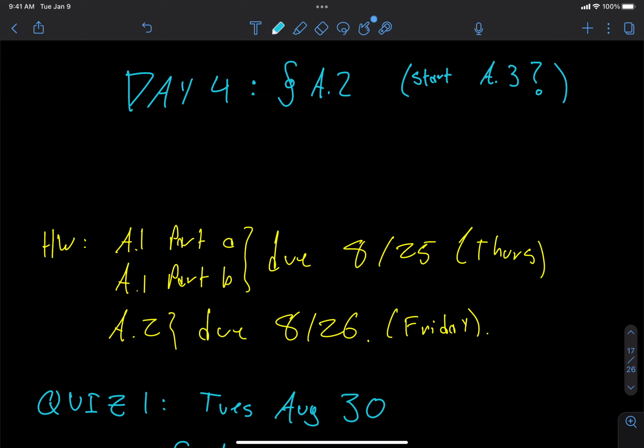Today's day 4 and what we're going to talk about is more of section 2, or A.2 that is, covering polynomials. And if we have time, we're also going to start A.3. So A.2 we started last time is all about polynomials. We talked about their definition and how to add and multiply them, and today we're going to talk about how to factor polynomials, specifically quadratics.